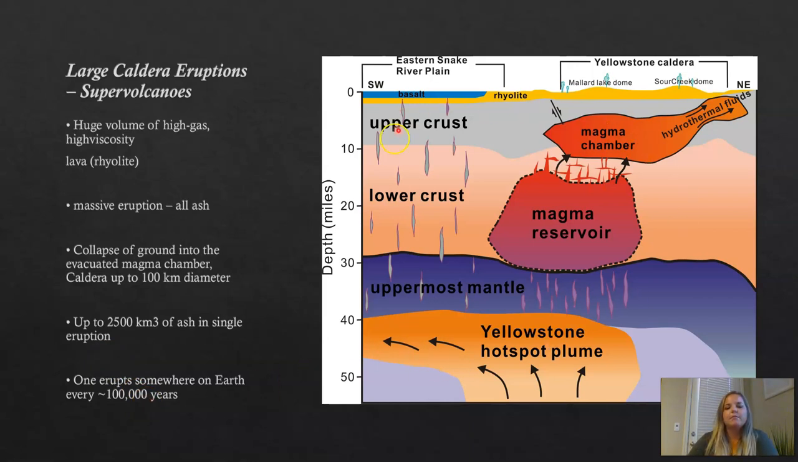So this is just a diagram of the layout of the Yellowstone caldera. On the surface, this is the outline of the Yellowstone caldera. But as you can see, as you go into the Earth, the caldera is actually much bigger than you actually see on the surface.